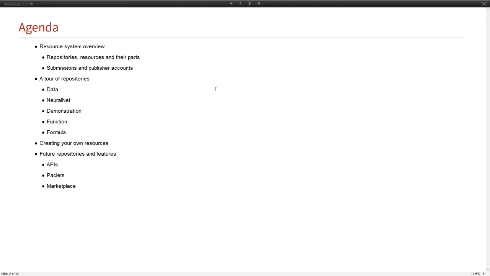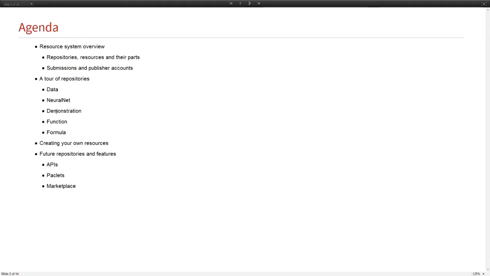It'll be divided into repositories and resources and the parts. So we're going to talk about terminology a little bit. We're going to talk about publisher accounts and what you need to submit for publication, and then we're going to spend most of the rest of the time talking about these 4 repositories besides data, since we are talking about that. And really, we're just glancing over Neuralnet.